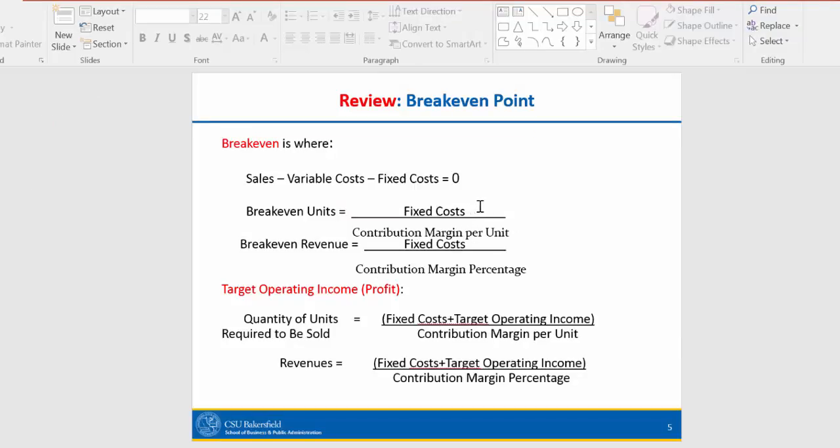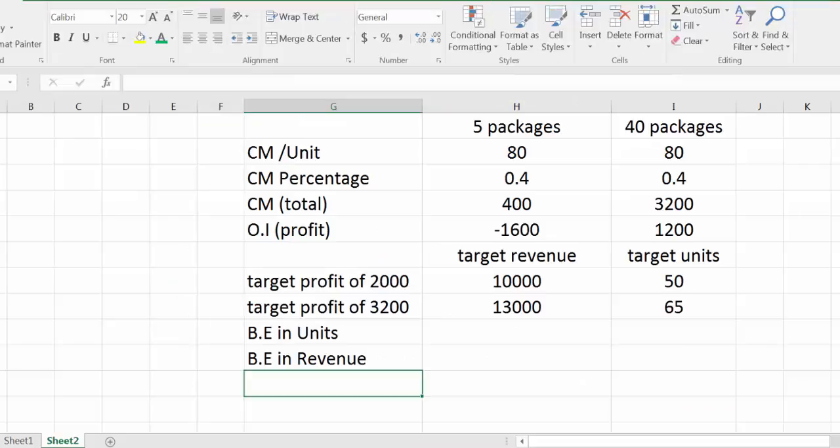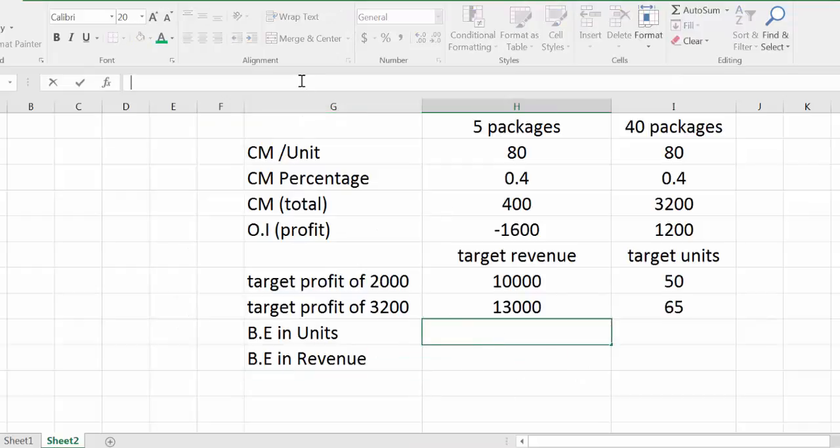So you have zero target profit. So that's why fixed cost plus zero is fixed cost. So anything at zero is itself. So that's pretty straightforward. For this one, we can just divide the total fixed cost 2,000 by $80 per unit. So the result is 25 packages. So Emma just needs to sell 25 packages to break even.